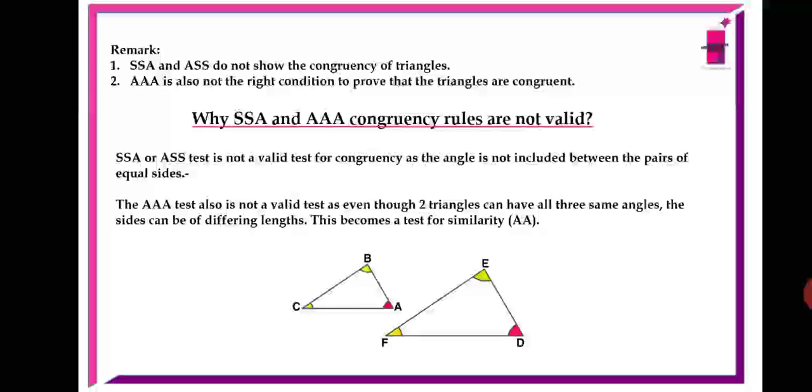You can see in the figure ABC and DEF, angle A equals angle D, angle B equals angle E, and angle C equals angle F. It is represented, but the triangles are similar but not congruent.